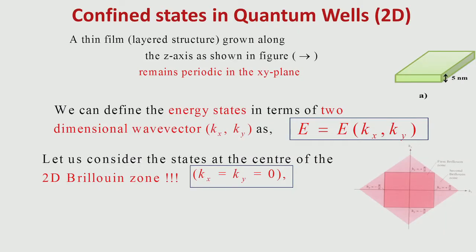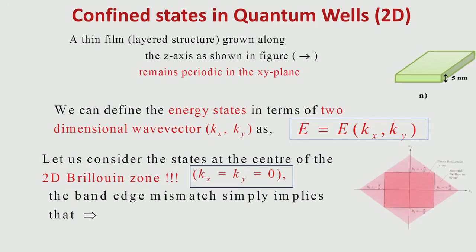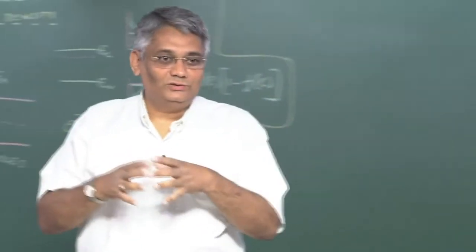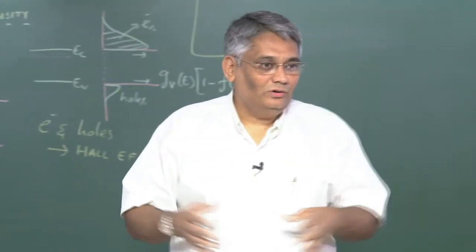Okay. Now, your kx is equal to ky is equal to 0 in the 2D Brillouin zone, and the band edge mismatch simply implies that both electrons and holes are confined. They experience confinement, which is the quantum confinement in a crystal. Now we know that. You see the so-called periodic lattice we are talking about.